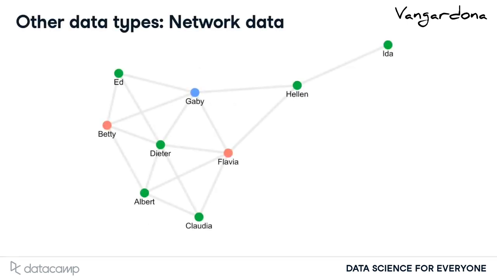Network data consists of the people or things in a network, depicted by circles on a slide, and the relationships between them, depicted by lines on a slide. Here you can see an example of a social network. You can easily see who knows whom.